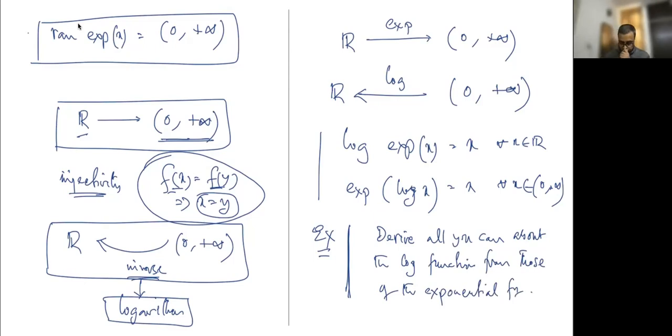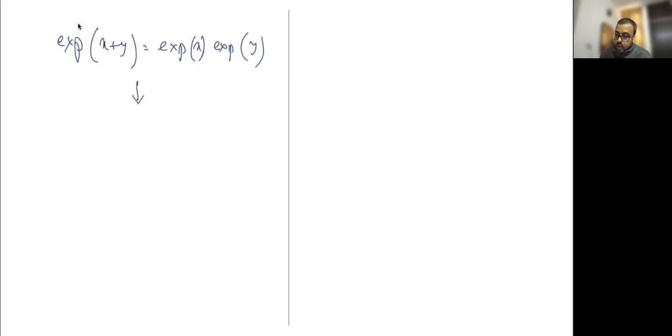So see what all properties of the logarithm you can derive from properties of the exponential function, exploiting the fact that this is the inverse function. In particular, for example, for the exponential we know this. So what does it tell you about the inverse function?